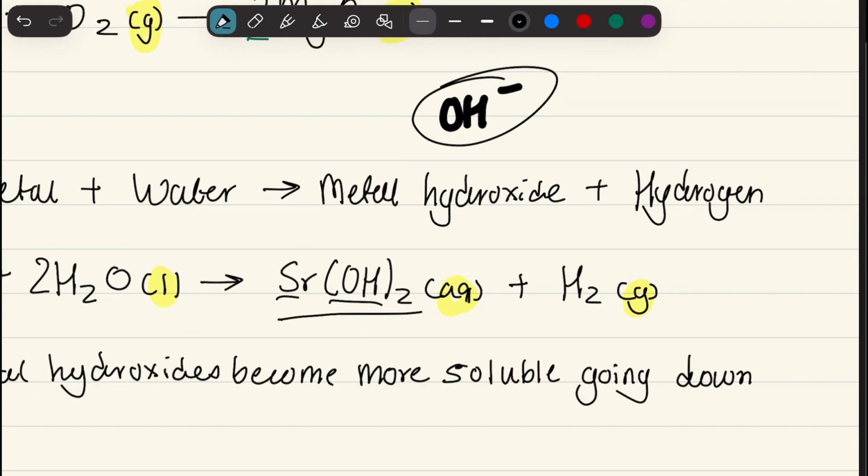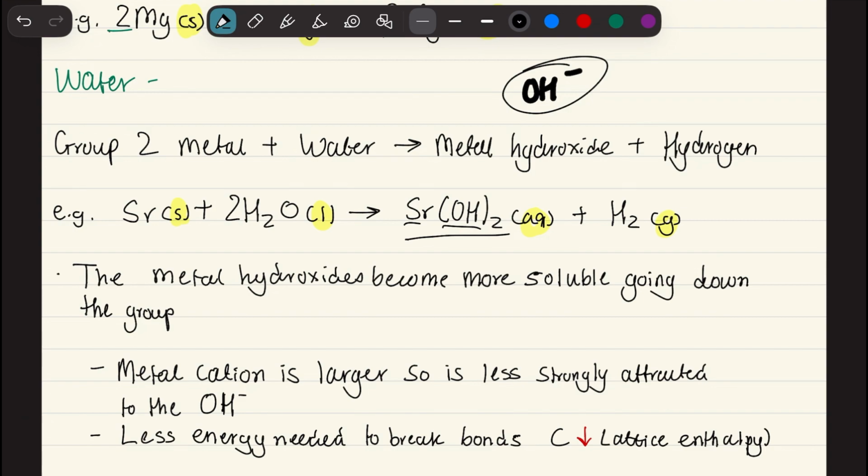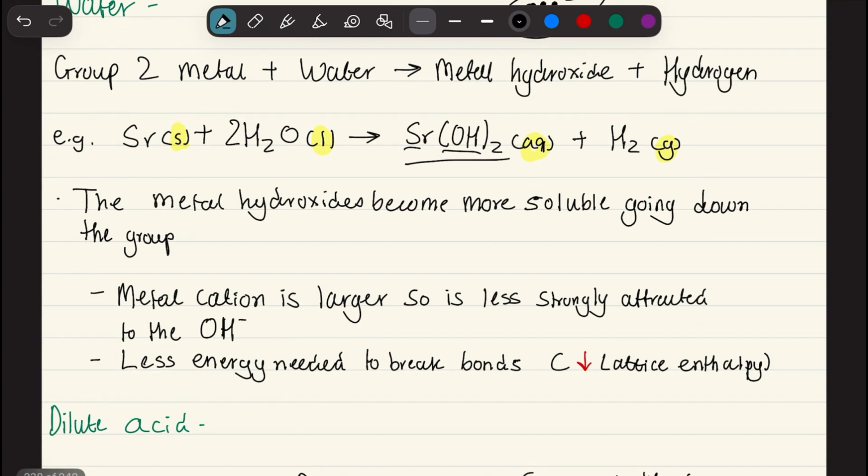Now, metal hydroxides become more soluble going down the group, and we need to be able to explain why. This is commonly missed in exams, right? As you go down the group, we have more electron shells, so your metal cation is going to be larger, with a greater atomic radius. That means the attraction between the outer shell and the nucleus is weaker, and also the attraction between the metal cation and the hydroxide is weaker. That means we need less energy to break bonds, which means our lattice enthalpy is lower. You'll learn that in topic 5. But our lattice enthalpy is going to be lower, meaning that we can dissolve these metal hydroxides more easily as we go down the group.